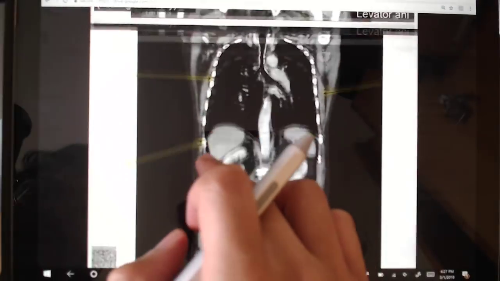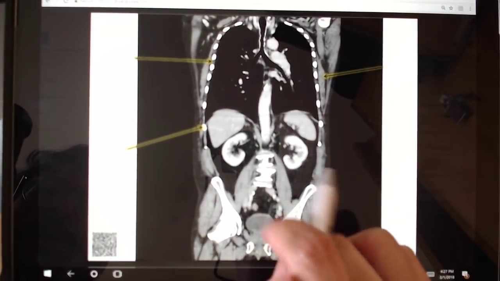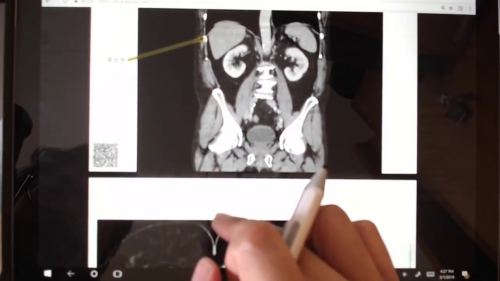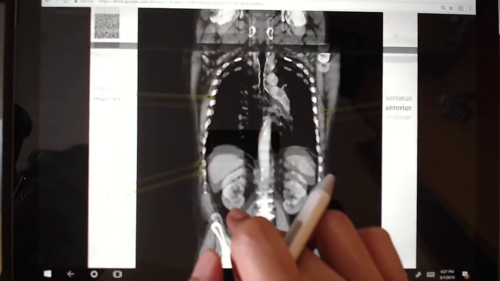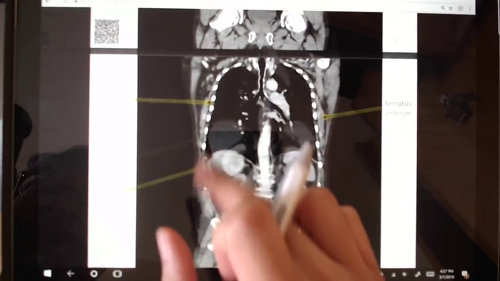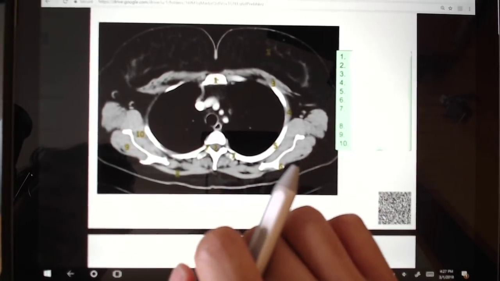Let's skip through this because this isn't too bad. These are pretty straightforward. You can see your rib numbers as well, so that'll help you too. Something like that. But now, let's look at this one.